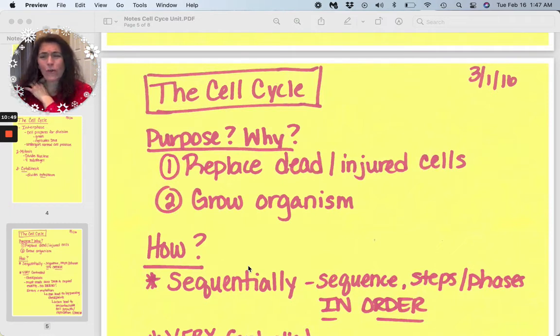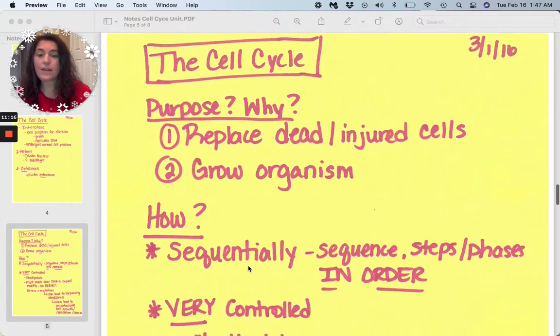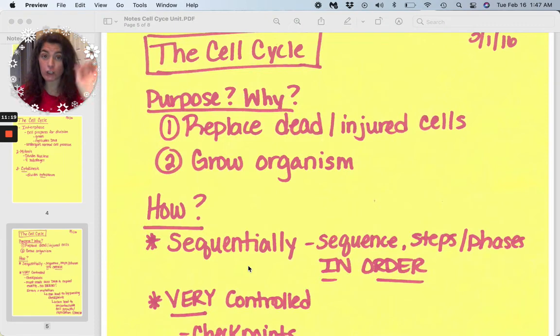I mean, it only makes sense, really. You can't split the chromosomes into 2 identical nuclei if you haven't replicated your DNA and replicated those chromosomes. You can't split them and make them identical if you haven't replicated them, right? So that just makes sense. So you have to go in a specific order. It's going to be very, very controlled.